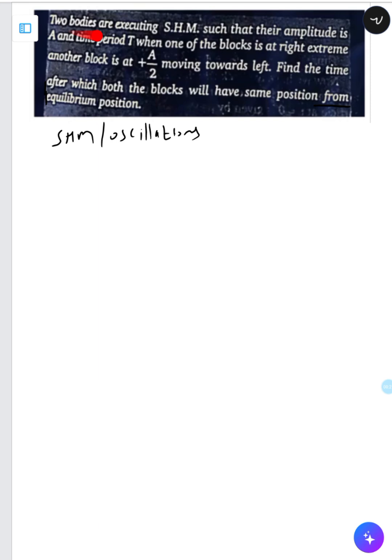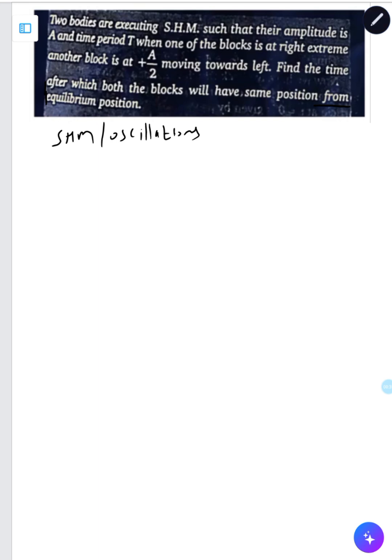Two bodies are executing SHM such that their amplitude is A and the time period is T. When one of the blocks is at the right extreme and the other block is at plus A by 2 moving towards left. Find the time at which both the blocks will have the same position from the equilibrium position.